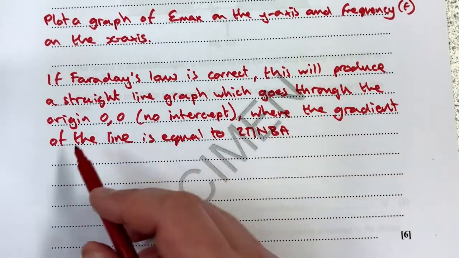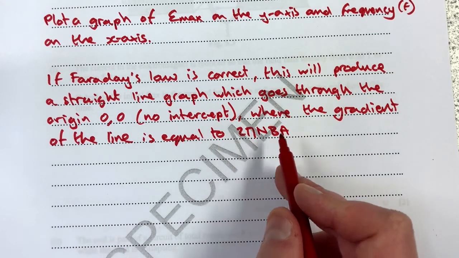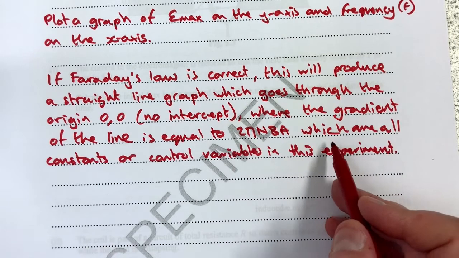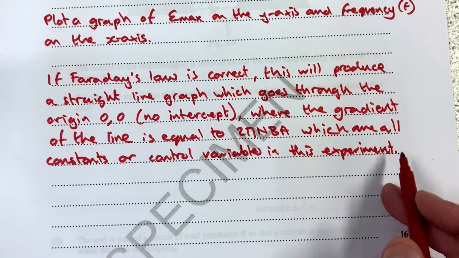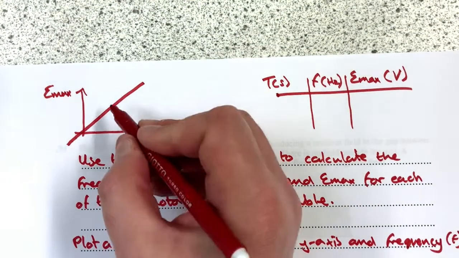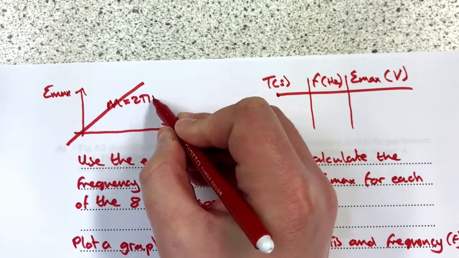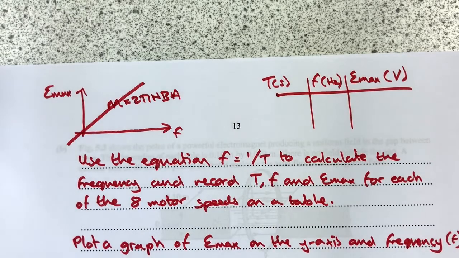Where the gradient of the line is equal to 2 times pi times the number of turns times the magnetic flux density times the cross-sectional area of the coil, which are all constants or control variables in this experiment. Take the time to illustrate that up the top here. Gradient equals 2 pi NBA. Job's a good one.